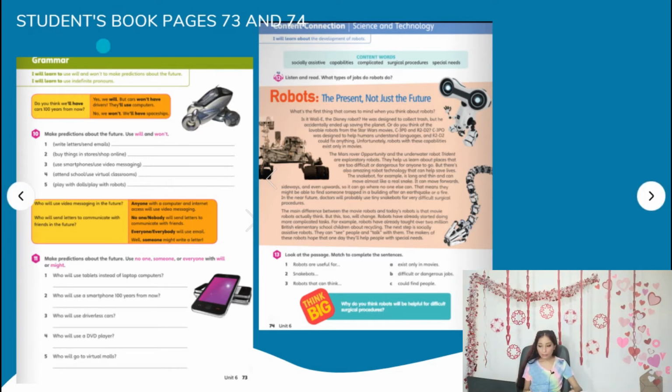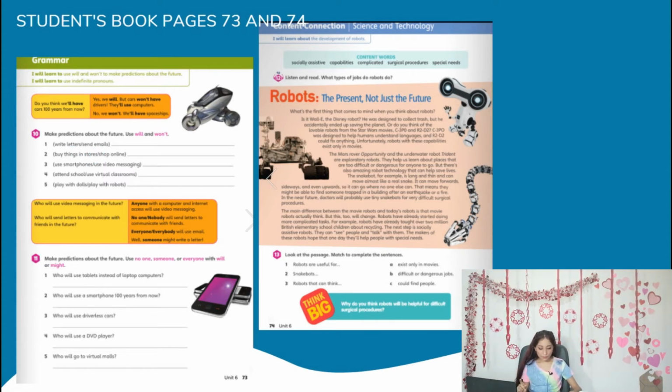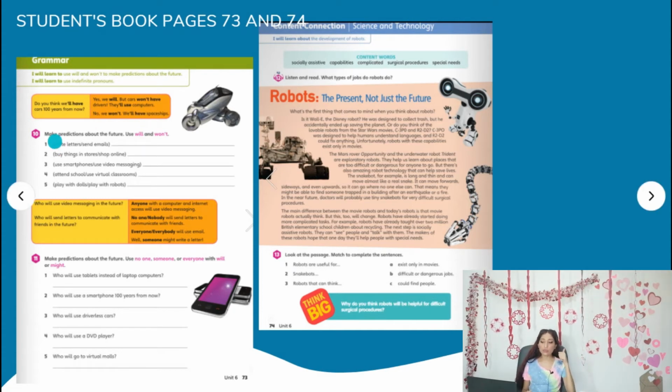Number 1, you have write letters, send emails. For example, my answer is, we won't write letters. We will send emails. Okay, so you need to write or choose one of these because in all the 6 activities, they are giving you 2 options. You need to write one with will and the other one with won't. For example, number 2, I wrote, we won't buy things in stores. We'll shop online. This is what we do now.